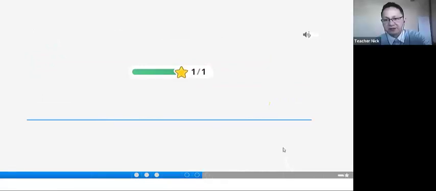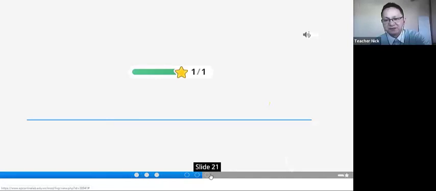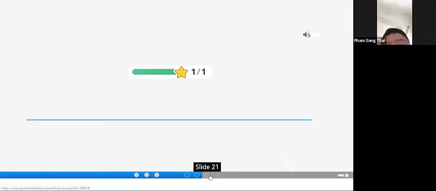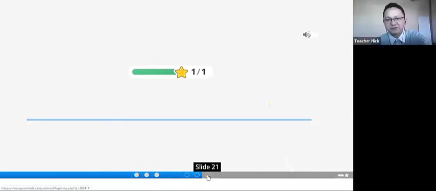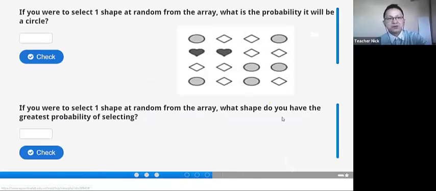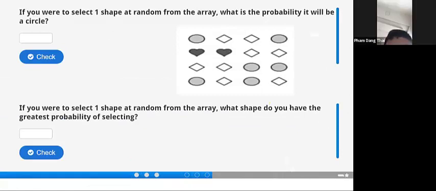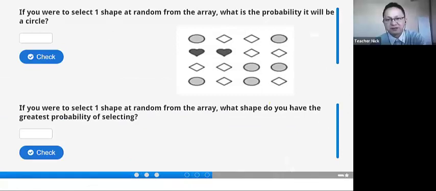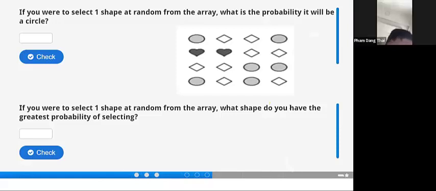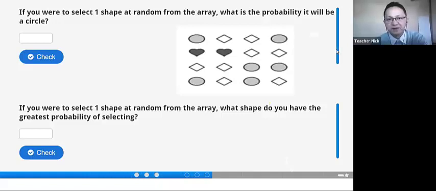So can I ask another student? Can I ask Zhang? Zhang, are you there? Okay, ready? Zhang, go. If you were to select one shape at random from the array, what is the probability it will be a circle?